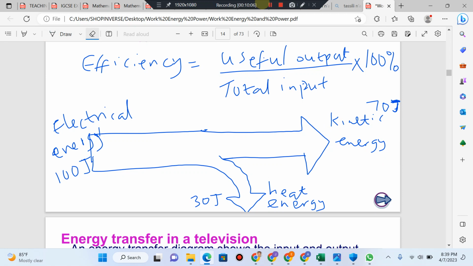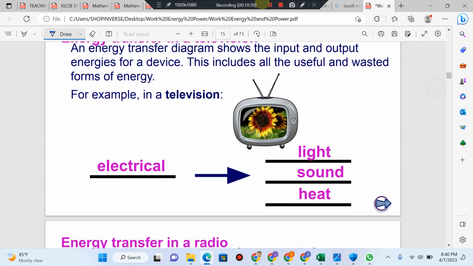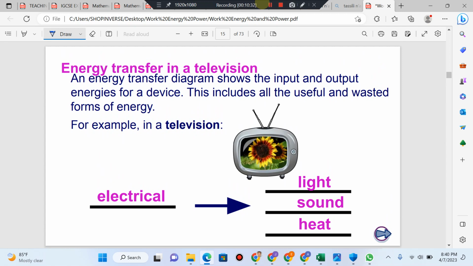So if you want to calculate the efficiency now, you divide the useful energy, which is 70 joules, the kinetic energy, by the total energy, which is the electrical energy input of 100 joules. Then you multiply it by 100% in order to express it as a percentage. This will give you 70%. Hence, it means this fan is 70% efficient.